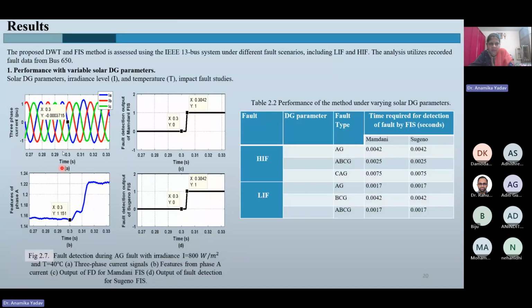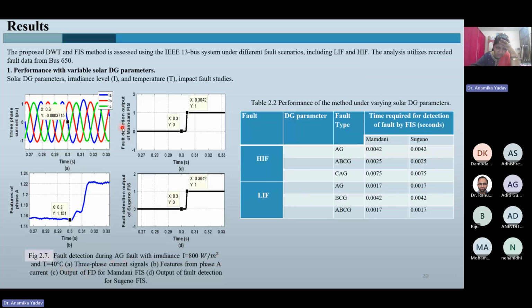Now once the fuzzy logic has been designed, the main step is to investigate the performance of the designed system. Herein we have considered an AG fault with different irradiance values. Normally we consider 1000 watt per meter square as the solar irradiance during the midday hour, but it may reduce either in the evening or in the morning hours. So we have checked the performance using an irradiance value of 800 watt per meter square, and temperature T equal to 40 degrees Celsius.